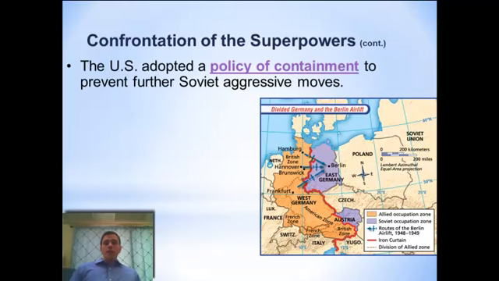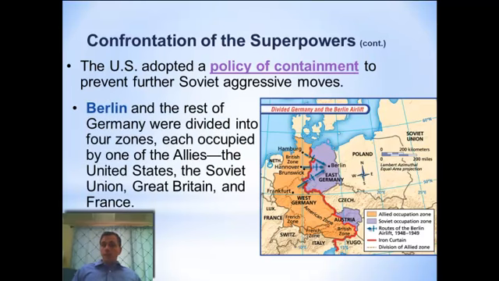Okay, the U.S. adopted a formal policy of containment. Basically, how do we keep Soviet aggression or Soviet expansion from happening? Berlin was one hotbed of this early confrontation. After World War II, it was actually split up into 4 different zones, one of them by the United States, Soviet Union, Great Britain, and France. The western part was the United States, Great Britain, and France. The eastern part was ruled by the Soviet Union.